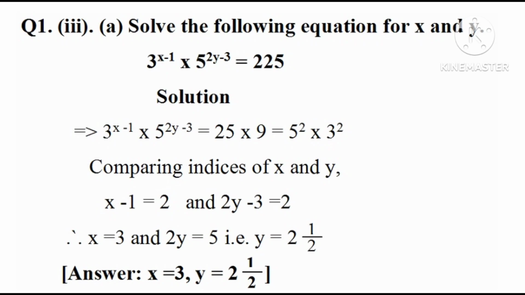Therefore x minus 1 is equal to 2 and 2y minus 3 equal to 2. Hence x is equal to 3 and y is equal to 2 and a half. Hence answer is x equal to 3 and y equal to 2 and a half.